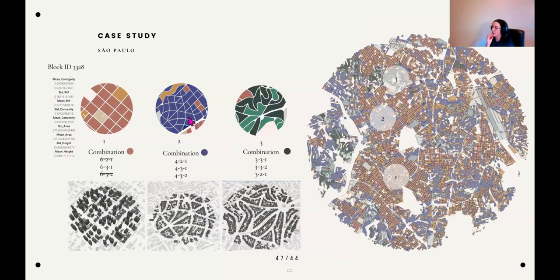So if we zoom into some specific cases, just to exemplify, for example, the pink or brownish color, we have 3 possible combinations: cluster of block 6, plots 2 and building 1, and the same thing, 6, 3, 1, and 6, 3, 2. Here I'm exemplifying the combination block 6, plots 3, and building 1. We have the morphological and topological information about it, and the view in 3D. And the same thing goes for the blue, which is number 2, and the green region in number 3.